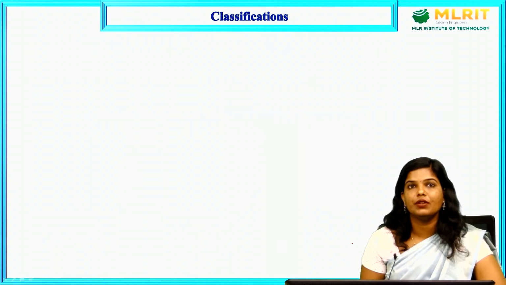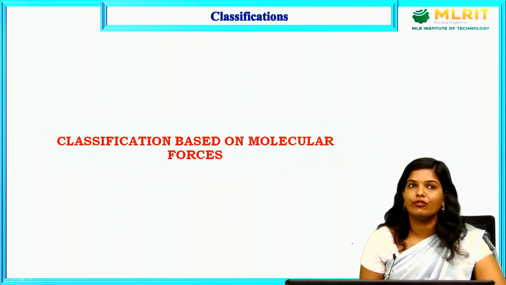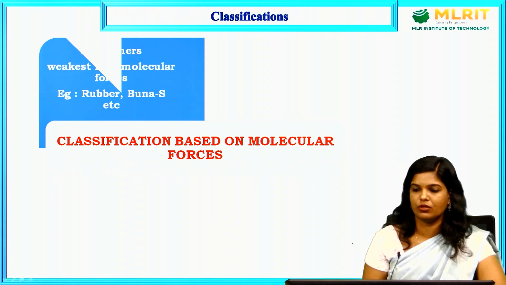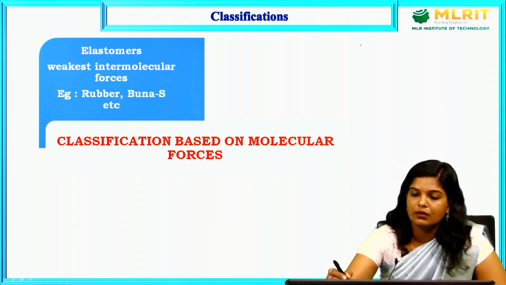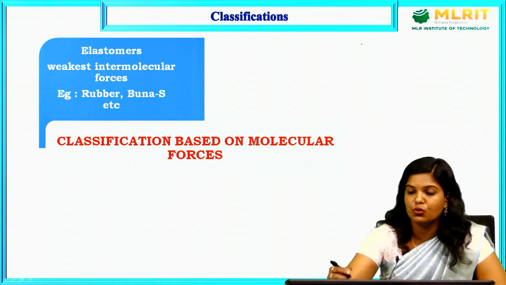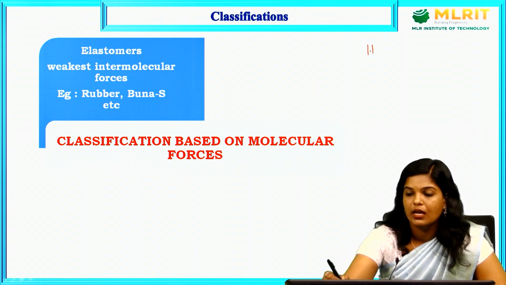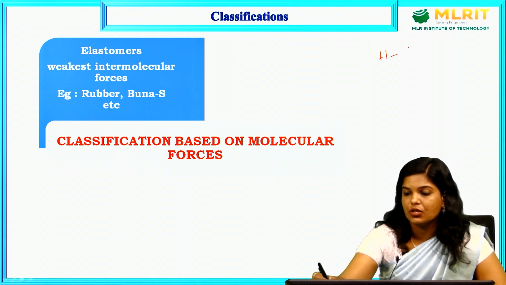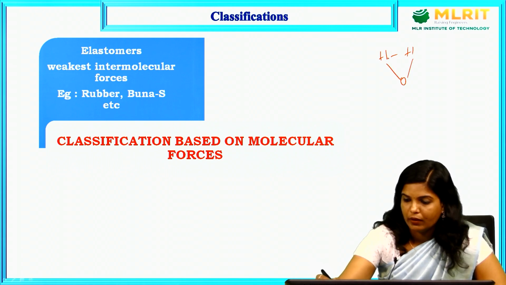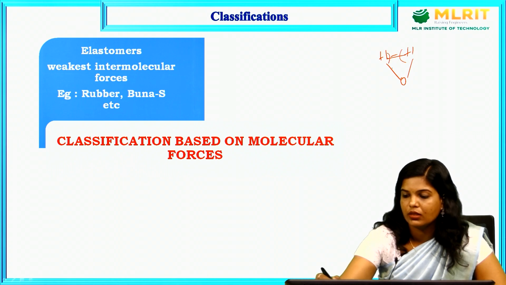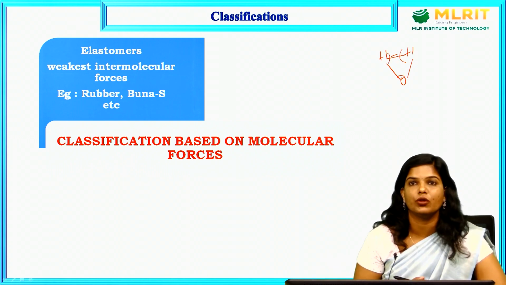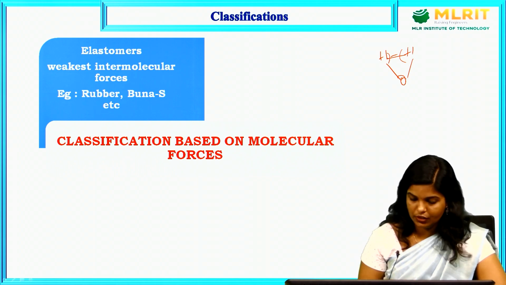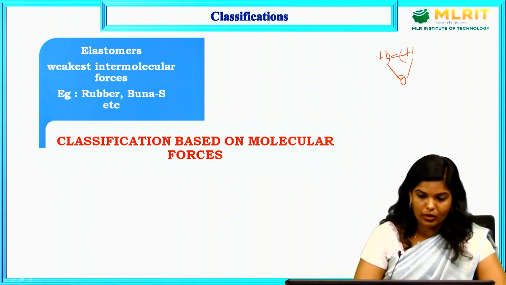Now classification based on intermolecular forces of attraction. Now what are intermolecular forces of attraction? We can say they are the forces of attraction between two different atoms or two different molecules. For a simple example I can write water. What is water? It is H, this bonding between two different molecules, okay. This is known as intermolecular forces of attraction, according to which the polymers will be classified.